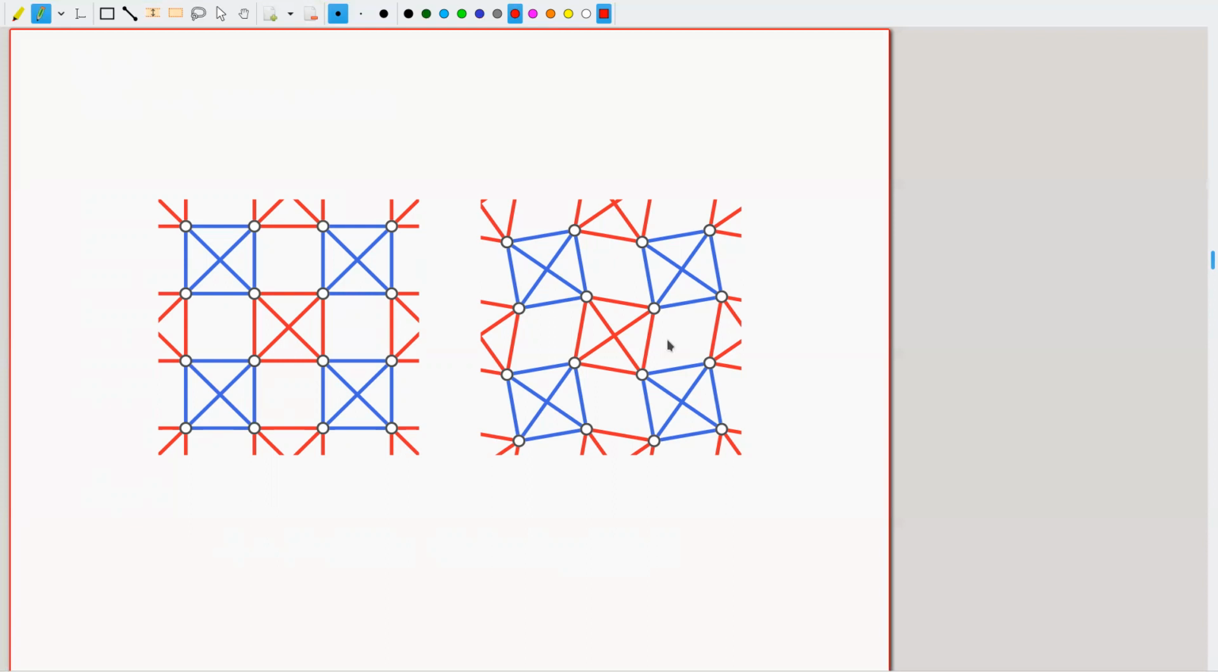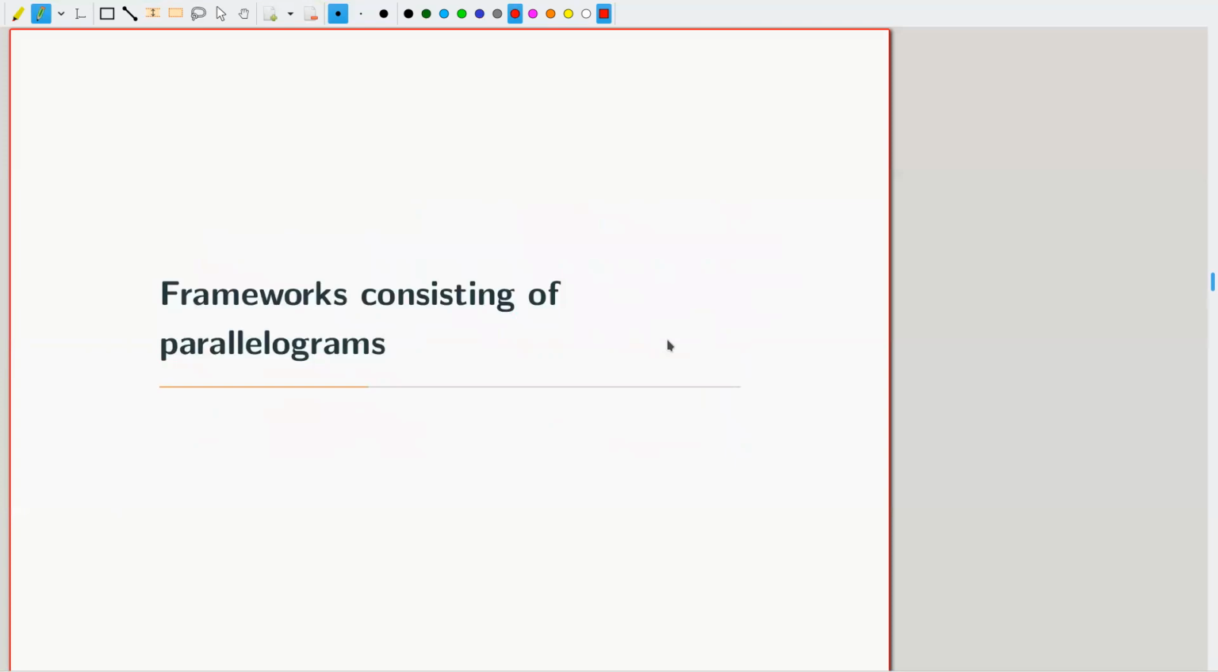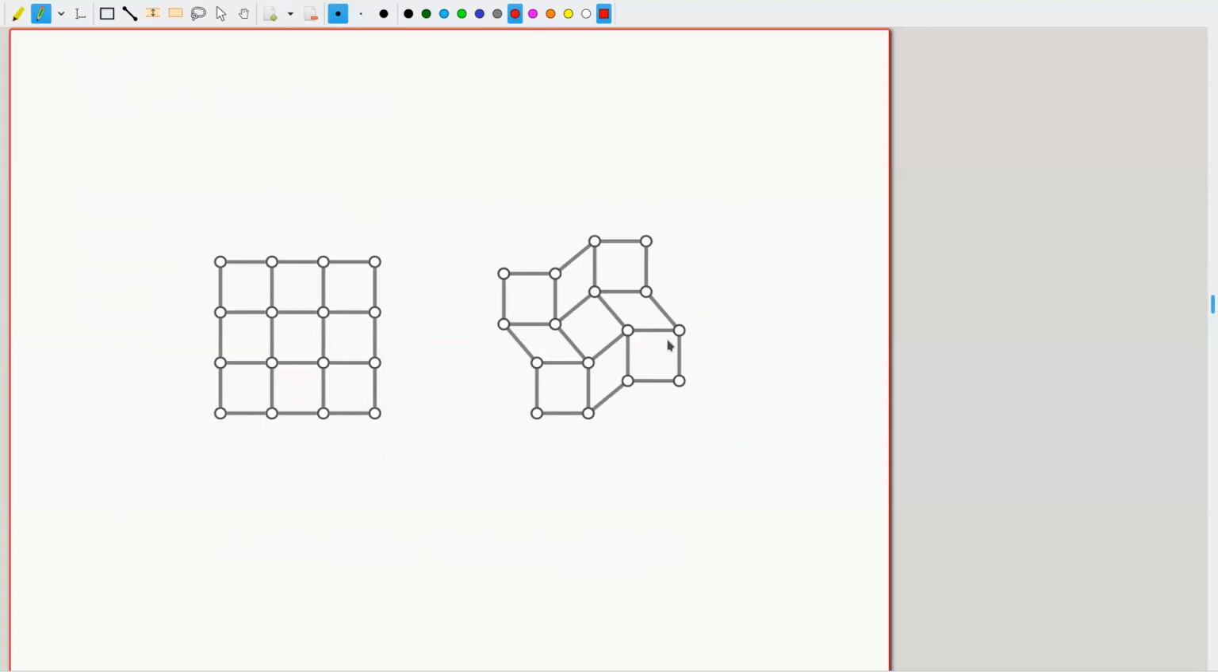So maybe you noticed that also for the zigzag grid, many parallelograms appeared there. Here we have many squares, and somehow with parallelograms and squares and rhombi, the grid construction works nicely. So that is how we can get some stronger results for frameworks that have many parallelograms, or that consist of parallelograms. So that is something that I would like to say a bit more about.